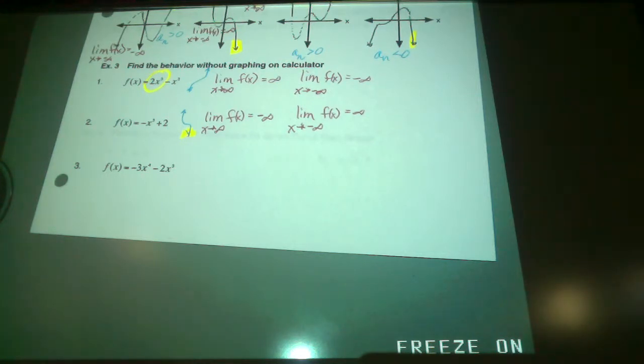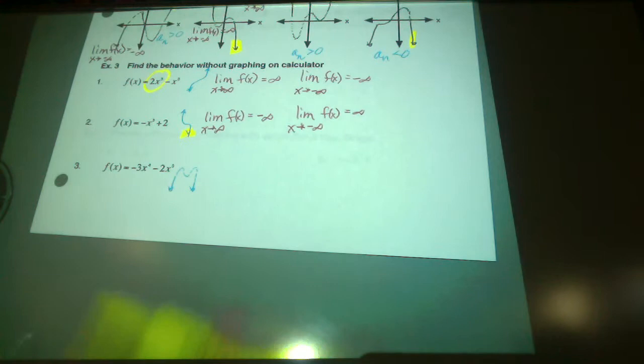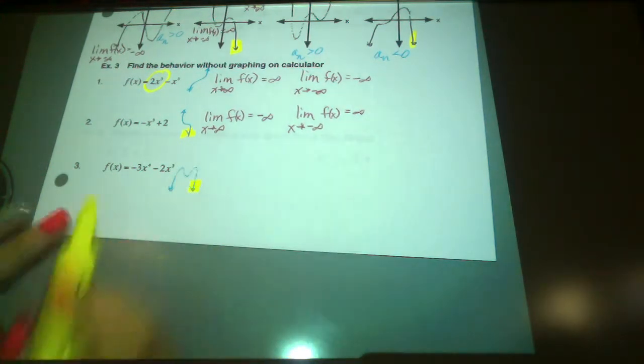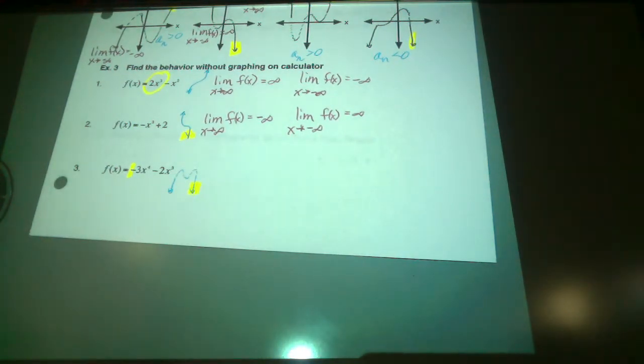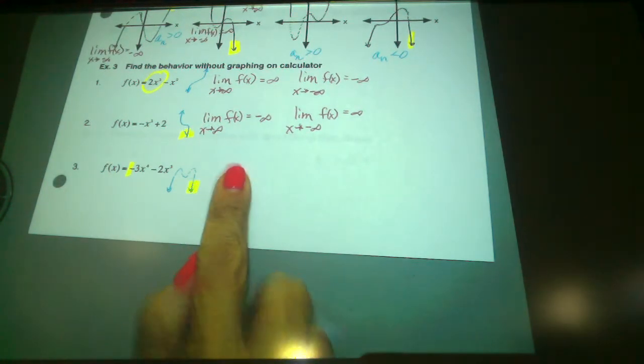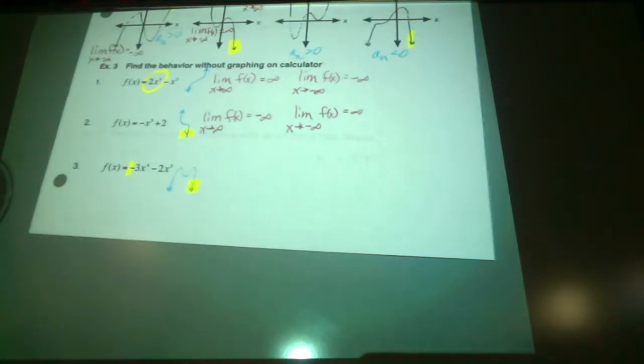You have your sketch. Is it an even or an odd function? Even. Does that mean that the left and right hand agree or they disagree? They agree. So are they going both up or both down? Both down. So this should probably look something like a W. And then note that your right hand is negative because you have a negative leading coefficient. So now do your right hand behavior first, then do your left hand behavior.